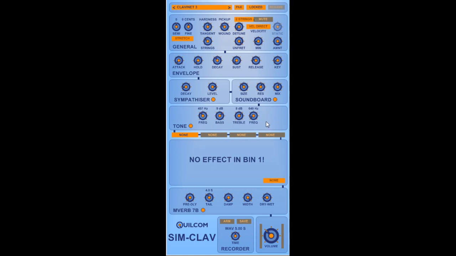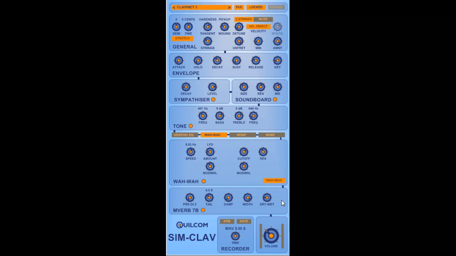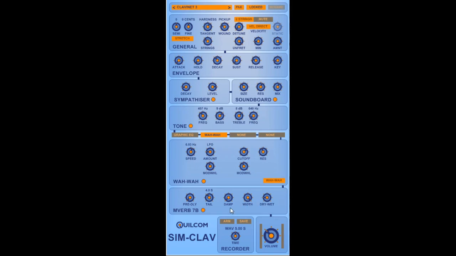Next down we have a bass and treble control, where we can not only set the lift or cut of bass and treble, but also the changeover frequencies for the shelving filters. Then we have an effects bin, where we can chain up to four effects in series. So we can have a graphic EQ in one, we can have a wah-wah in two, and so on. And you can have up to four of the same one if you want. At the end of the signal effects chain is Martin Vicinec's excellent M-Verb 7B reverb.